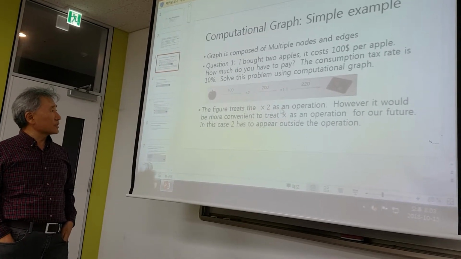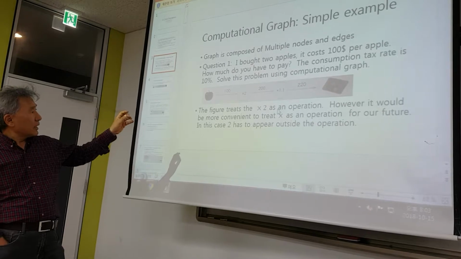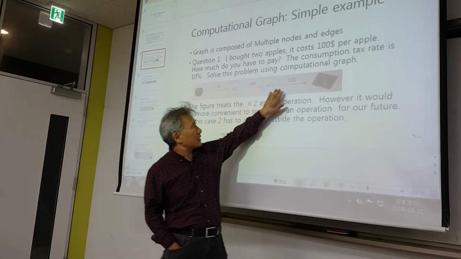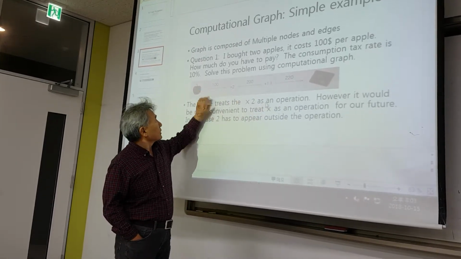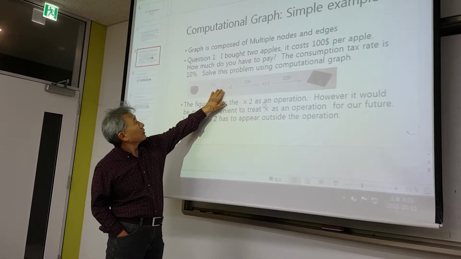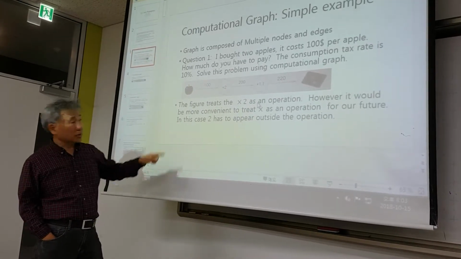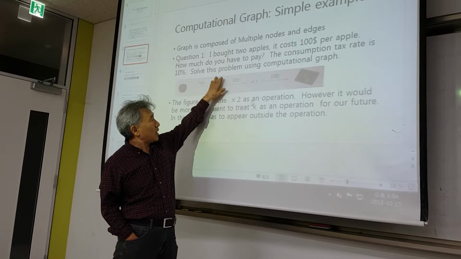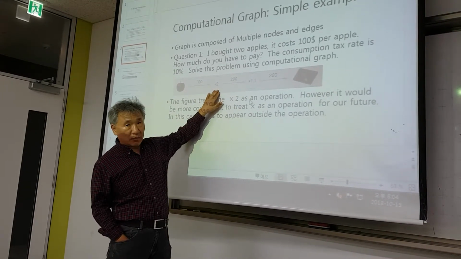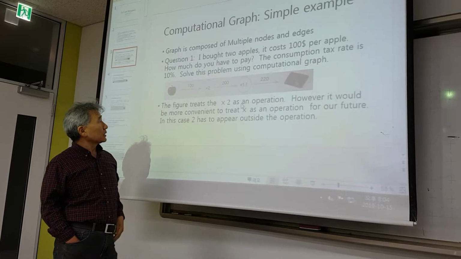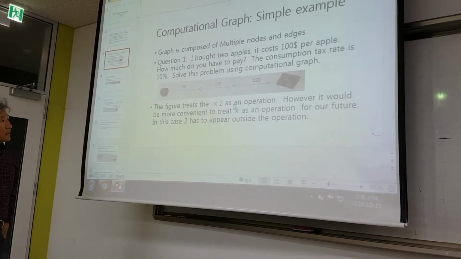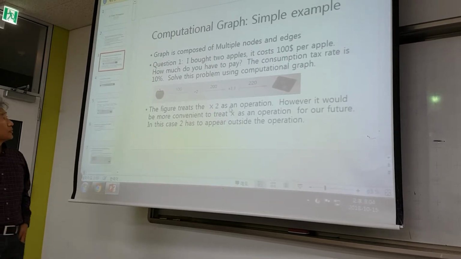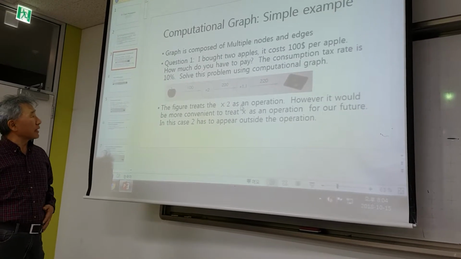This is a very simple example. The graph is composed of multiple nodes, and sometimes we call these edges. The arrow, we call that an edge, and the round circle we call a node. Let me start from a very simple example to explain the computational graph.